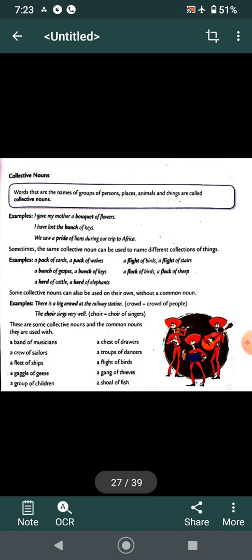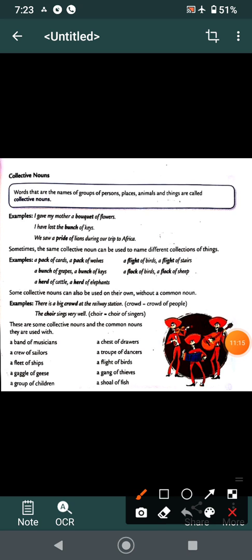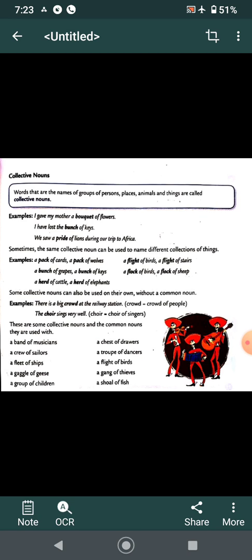Now, children, open your books to the collective nouns page. Before I start this, you will write the day classic here. Also on exercise C and D, you write the day classic. Collective nouns. So, you have already understood about collective nouns. I will read it for you. Words that are the names of groups of persons, places, animals, and things are called collective nouns. Example, I gave my mother a bouquet of flowers. Children, some children pronounce it wrongly. Spelling is bouquet, but we pronounce it differently.